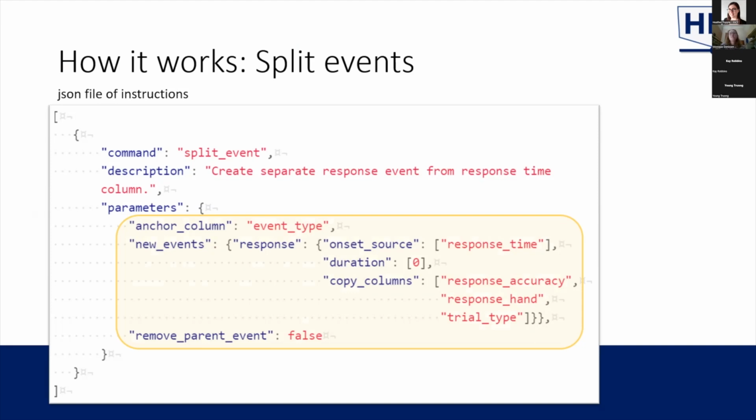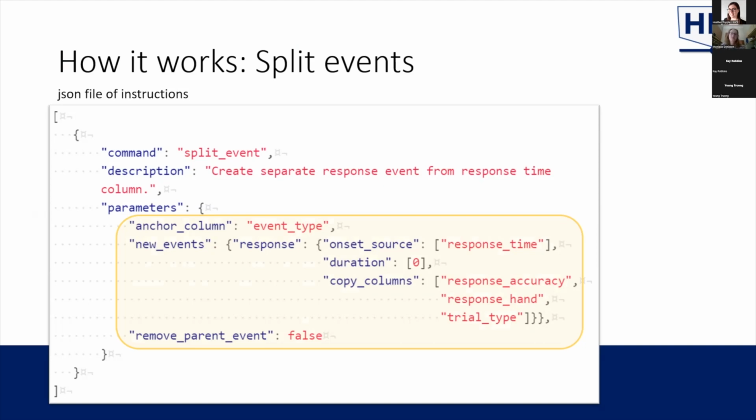And then the last thing that we will indicate is copy columns. And this is basically which information from the parent event we want to transfer to the child event. Because we're creating a response event, we obviously want to keep the information about the response accuracy, the information about the response hand, but we're also keeping information about the trial type, because we have found in doing this that it's good practice to keep the context of a trial active for the lower level events.